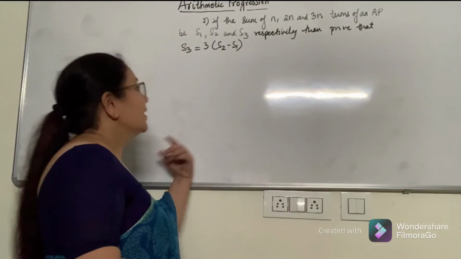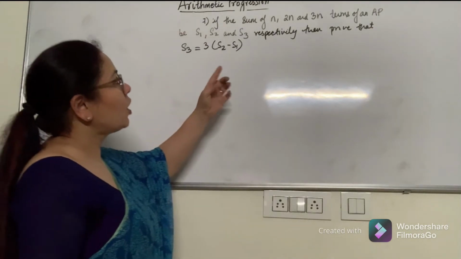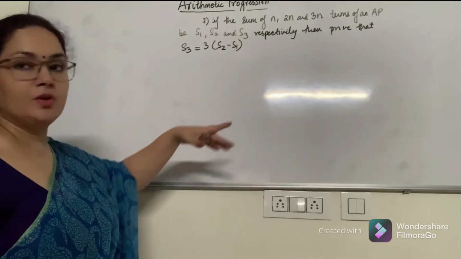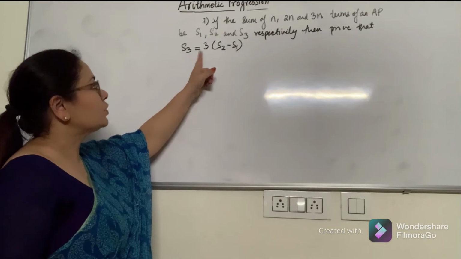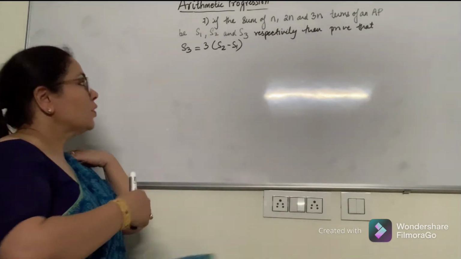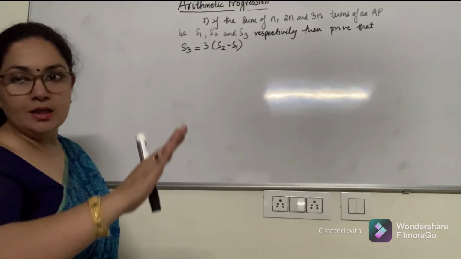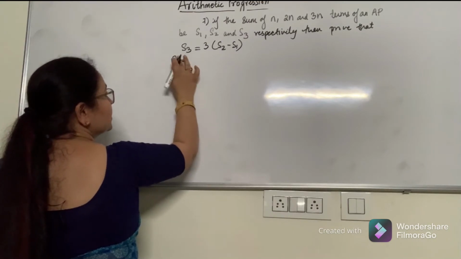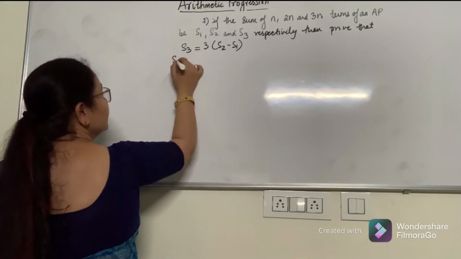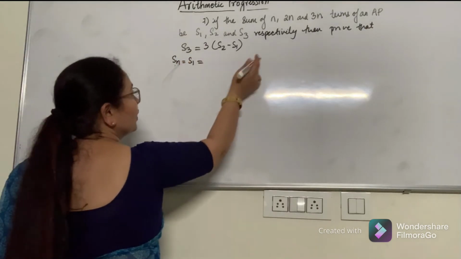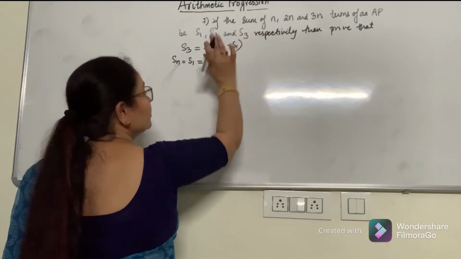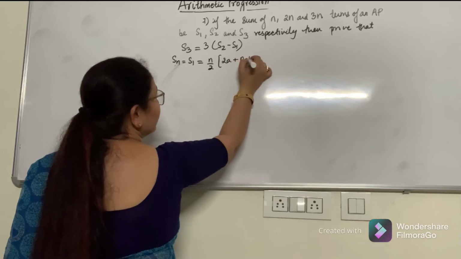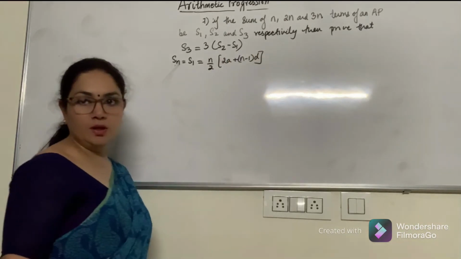One more question is left. If the sum of n, 2n and 3n terms of an AP be S1, S2, S3 respectively, then prove that S3 is equal to thrice of S2 minus S1. So the sum of n terms, 2n terms and 3n terms we'll write separately. S1 is the sum of n terms, so n by 2, 2a plus (n minus 1)d. This is the way we write the sum.